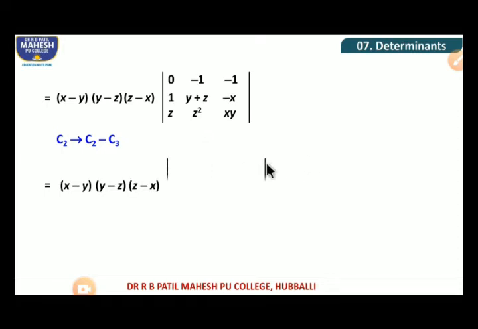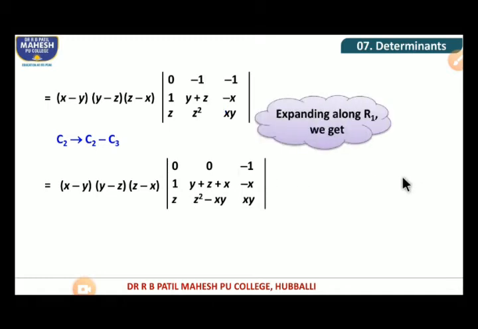So C2 changes, and by operating this one, (x minus y) into (y minus z) into (z minus x). By operating this one, we have the first column as it is, and the second column becomes minus 1, minus of minus 1 becomes 0, and y plus z minus of minus x becomes x plus y plus z, and minus x only remains the same, and next z square minus xy here, right? So z square minus xy, and it is xy. Now we have 2 zeros in the first row, so that we can expand it along R1.